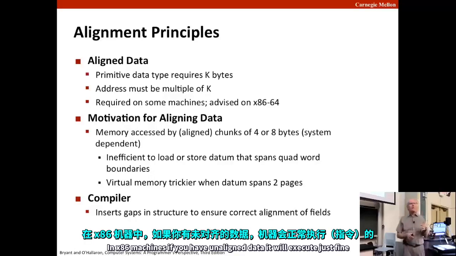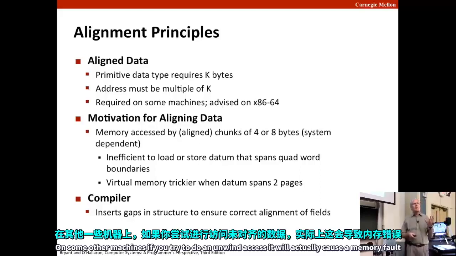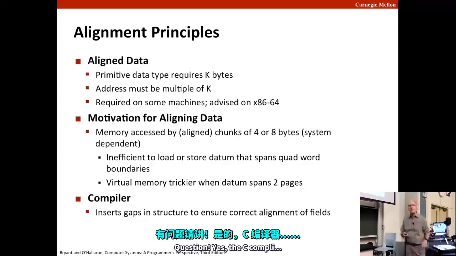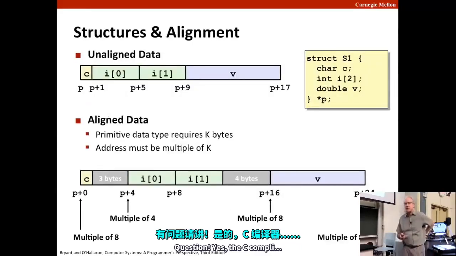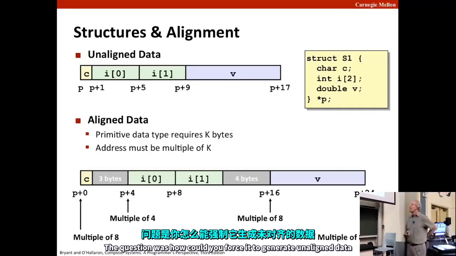In x86 machines, if you have unaligned data, it will execute just fine. It just might run a little bit more slowly. On some other machines, if you try to do an unaligned access, it will actually cause a memory fault. Question? So it by default generates aligned data? Yes. How do you make it generate unaligned data? Do you want to package closely for, say, network transfer? The question was, how could you force it to generate unaligned data?